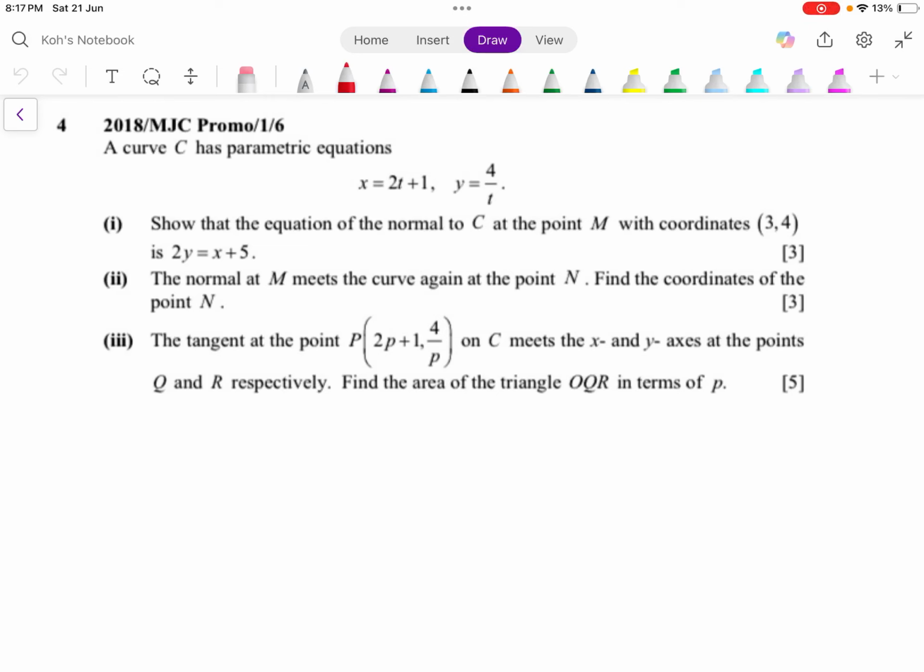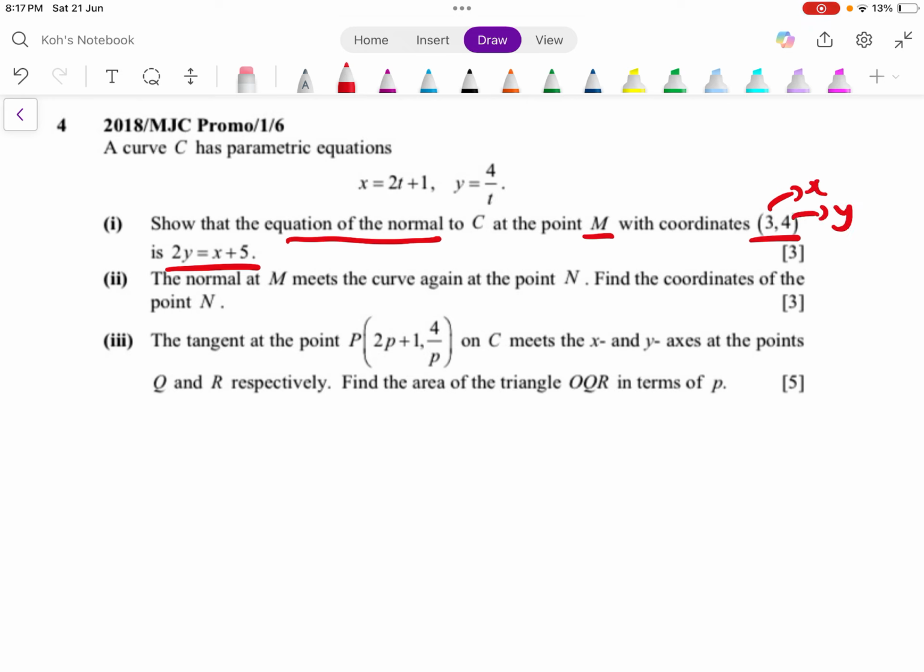Okay, maybe I go through this question from MJC. A curve has parametric equations x equals 2t plus 1 and y equals 4 over t. We are asked to show that the equation of the normal to this curve at the point M with coordinates (3, 4) is given as such. This 3 is your x, and this 4 is your y.